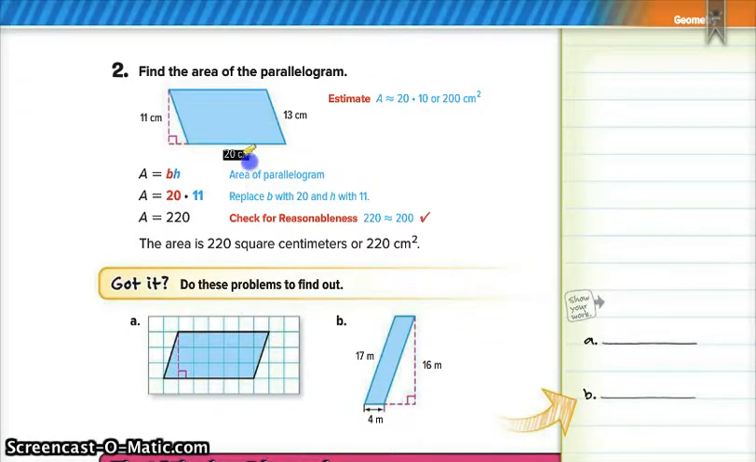So if I look here, I see the base is 20. My height is either going to be 13 or 11. I need to remember that it has to create that right angle. So I should know that my height is actually going to be this 11 centimeter piece because it makes that right angle. Then I'm going to multiply 20 times 11, get 220, and it would become 220 centimeters squared because I'm multiplying centimeters by centimeters.